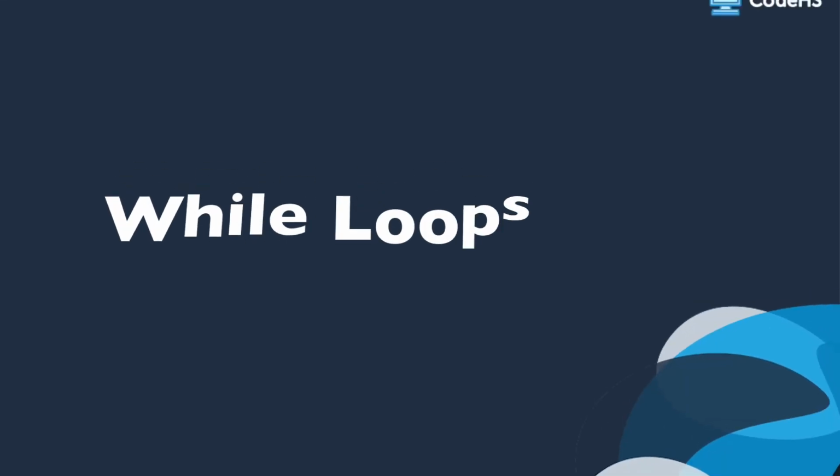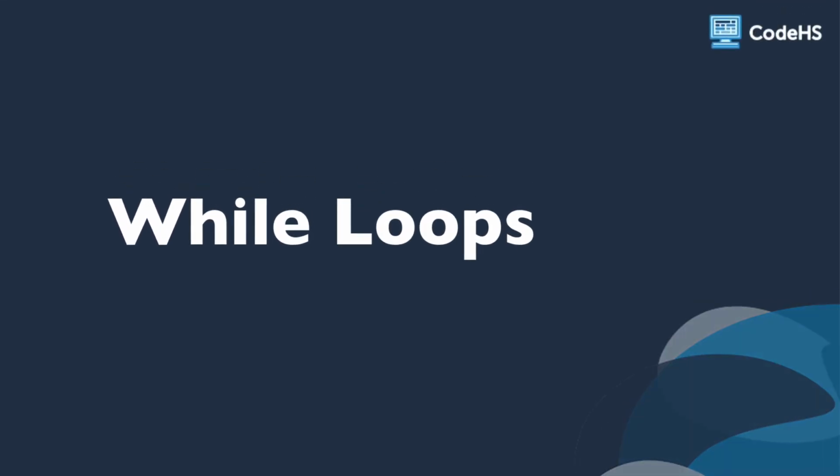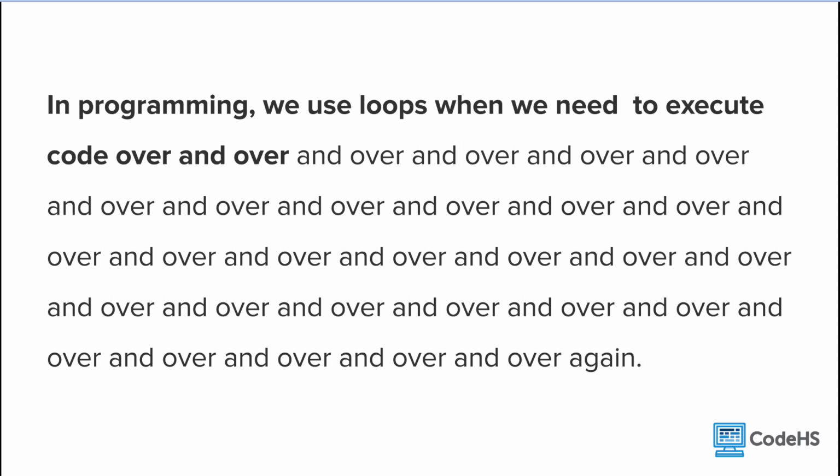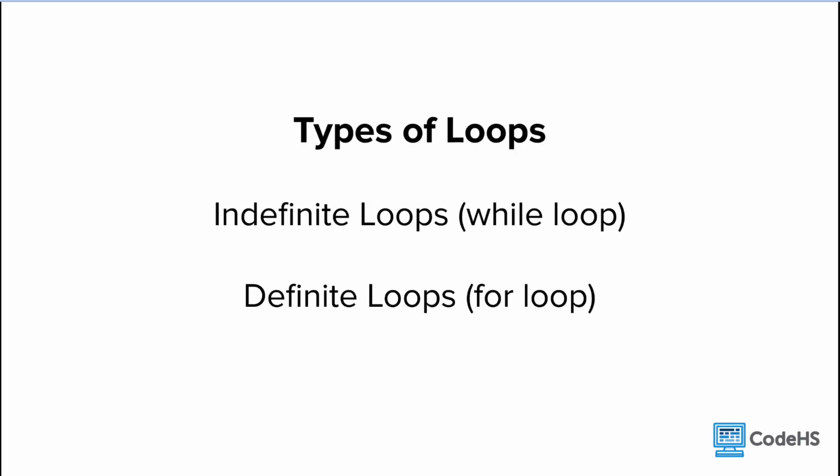Hi, in this lesson, we'll learn about while loops. In programming, we use loops when we need to execute code over and over again. There are two types of loops in programming, indefinite loops and definite loops. Today we'll be focusing on indefinite loops. These are loops that will repeat an unknown number of times.